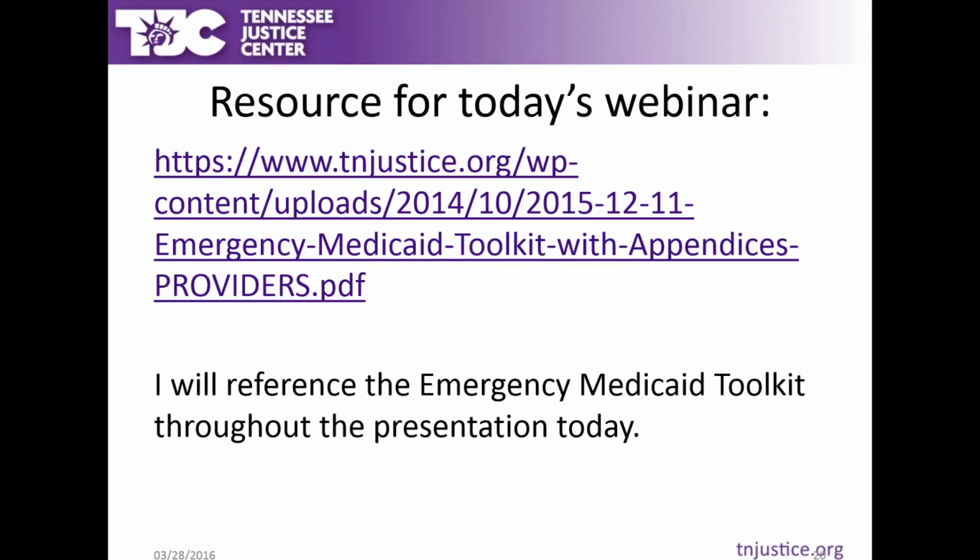So step 3, complete TennCare's Tennessee Healthcare Finance Administration authorization of representative organization form. Try to say that 10 times in a row.